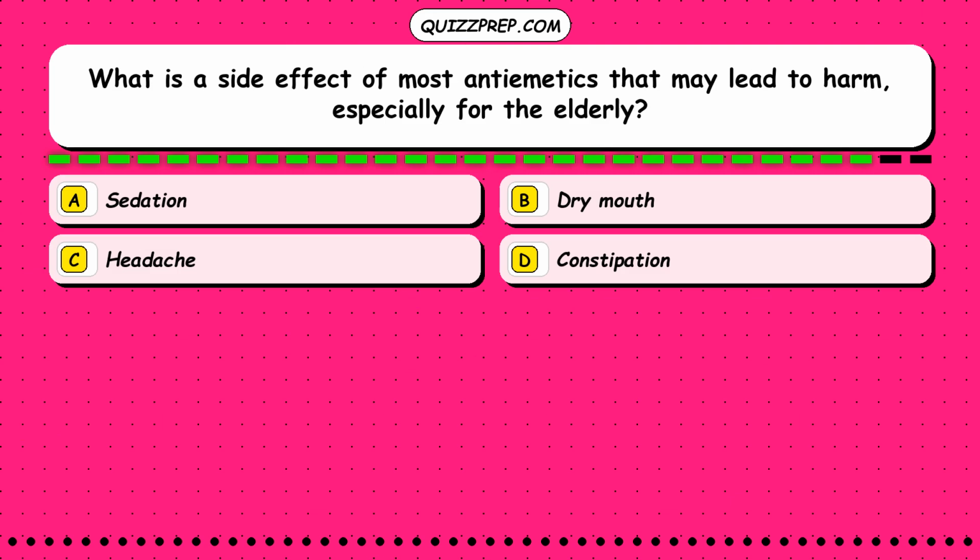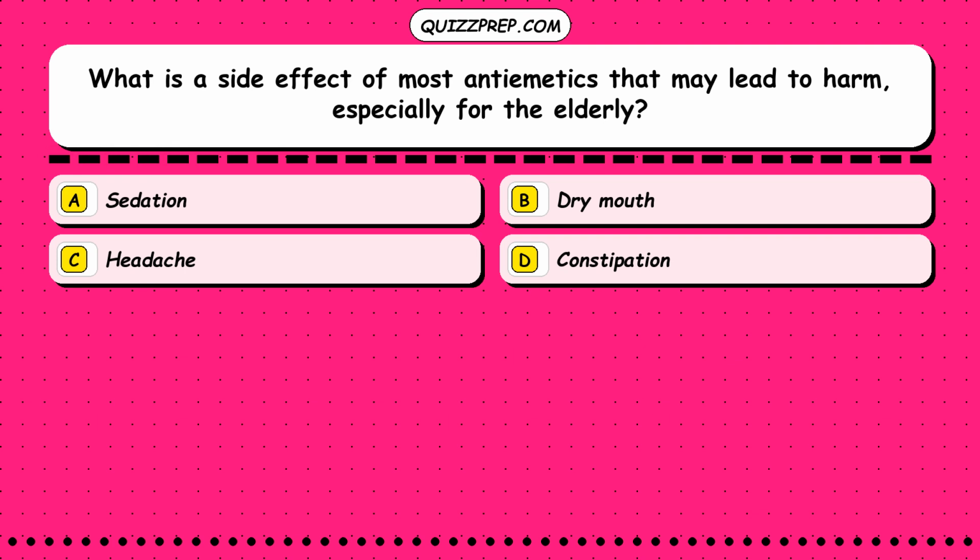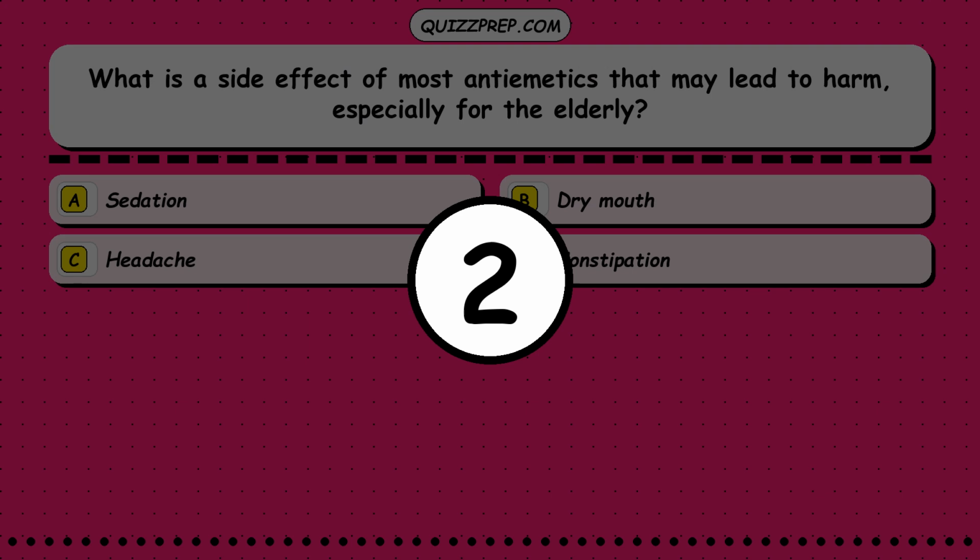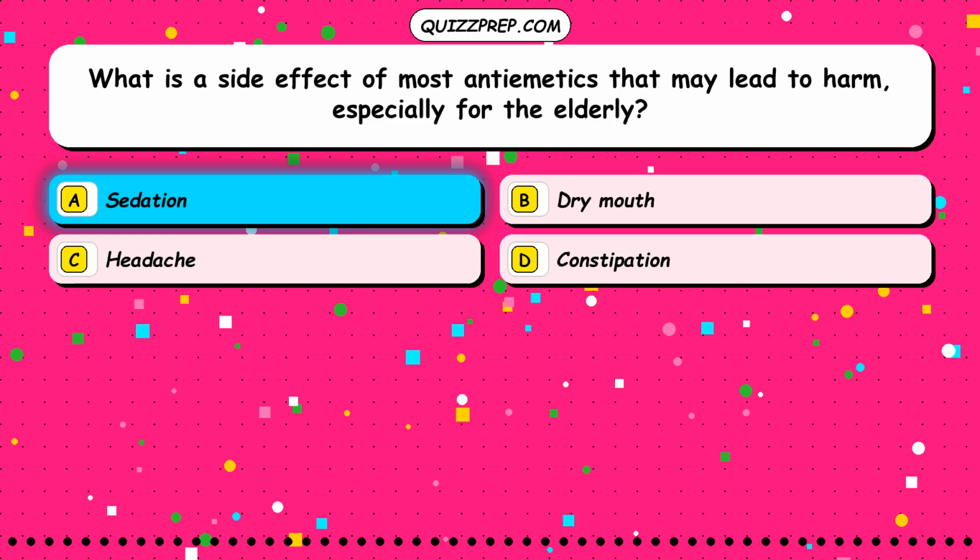Question 121. What is a side effect of most antiemetics that may lead to harm, especially for the elderly? Option A, sedation. Option B, dry mouth. Option C, headache. Option D, constipation. The correct answer is option A, sedation.